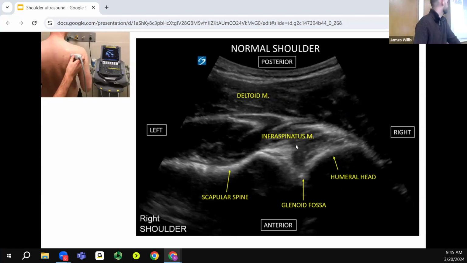Here are some muscles, which you don't really have to pick up on unless, again, you're looking for rotator cuff pathology. And you're just going to look for disruptions in the tendons.